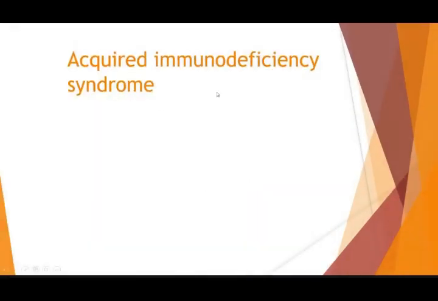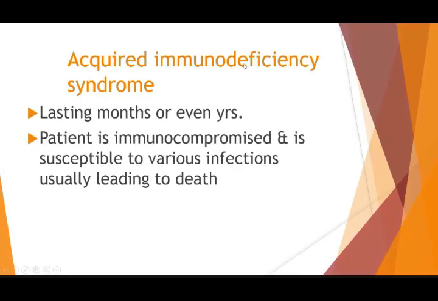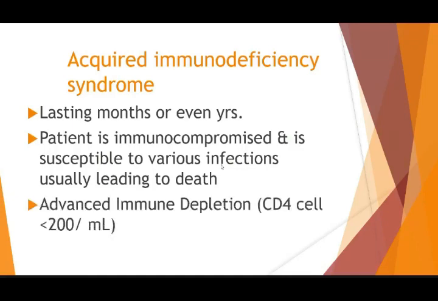What about AIDS, the acquired immune deficiency syndrome? This syndrome will last months or even years, during which the patient is severely immune compromised and susceptible to various infections, usually leading to death. One of the most common causes of death among AIDS patients is opportunistic infection, for example, pulmonary tuberculosis. So during AIDS, the patient will be severely immune compromised and susceptible to various infections. And there will be advanced immune depletion, the CD4 count usually below 200.